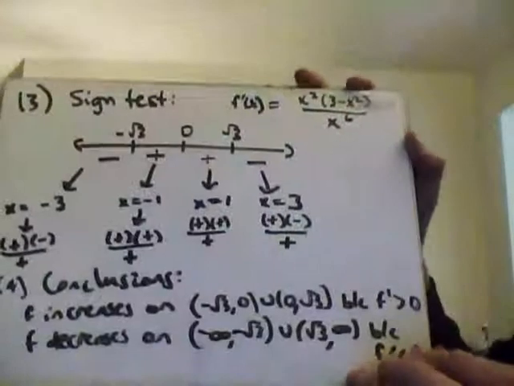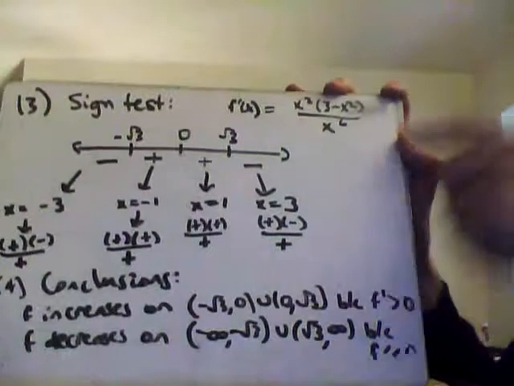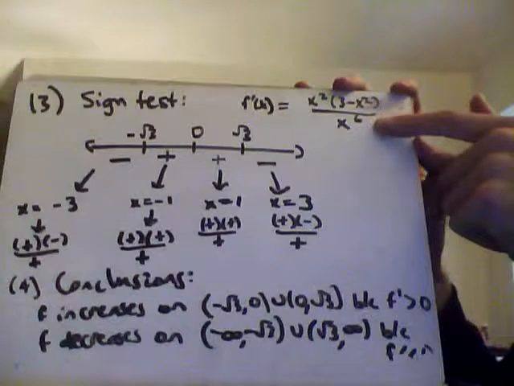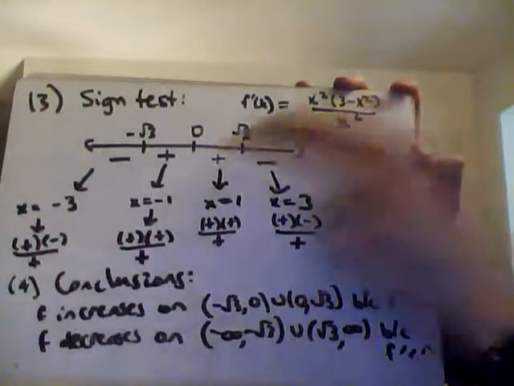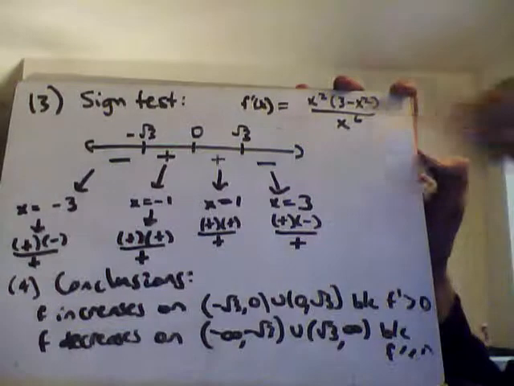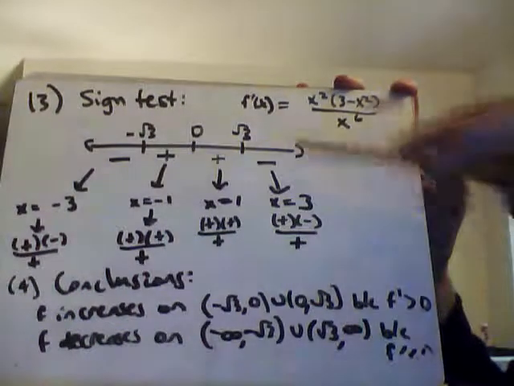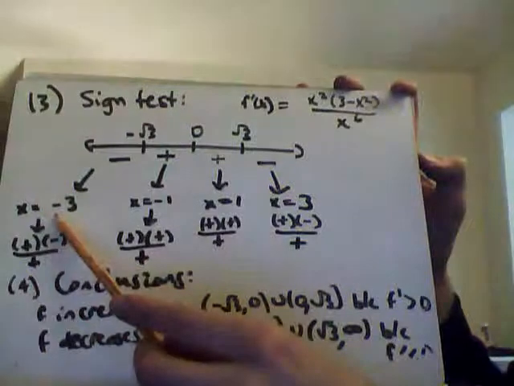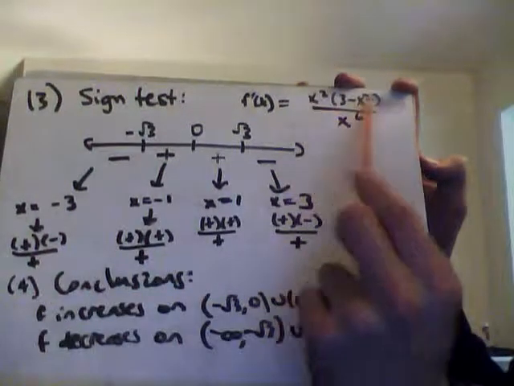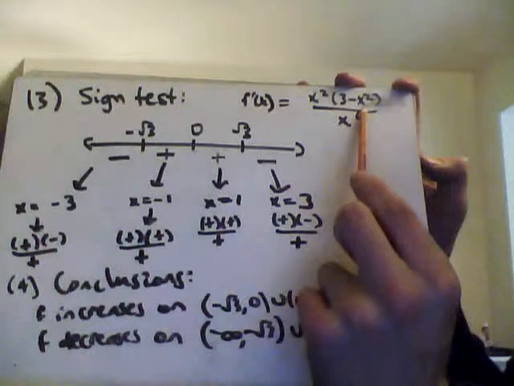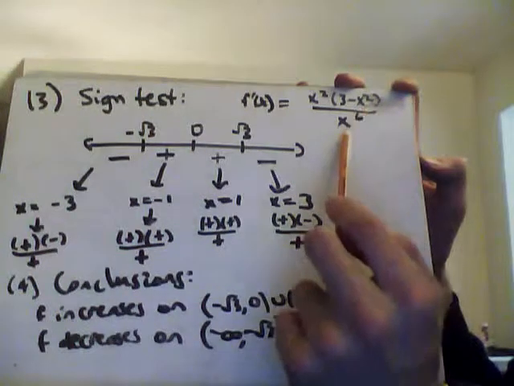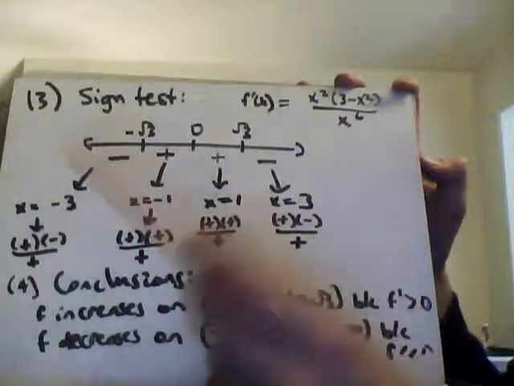Our third thing, we need to perform a sign test. So I wrote out the factored form of this derivative up top here. And we've got our 3 critical points, negative root 3, 0, and root 3. We're going to test a number in all 4 slots there. So for example, when x is equal to negative 3, when we plug in negative 3, we're going to get a positive here and a negative here because 3 minus negative 3 squared is a negative number. And a positive, of course, on the bottom because that's x to the 6th.